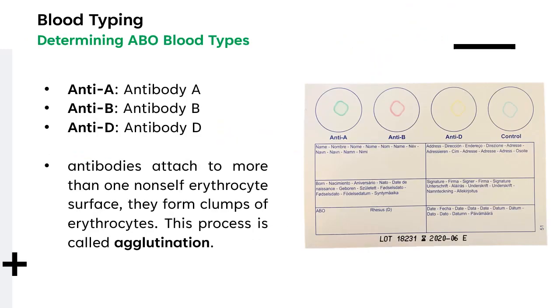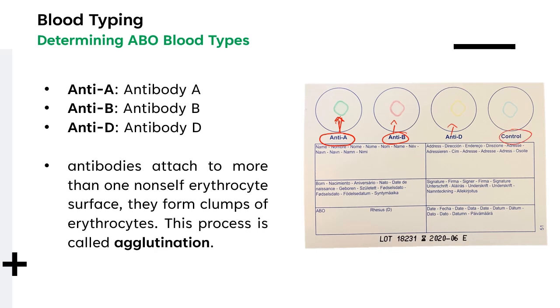The way we test your blood is with an Eldon card. An Eldon card is this that we have here. As you can see, this Eldon card has 1, 2, 3, and 4 circles. Each circle will have antibodies inside. For example, this circle has antibodies against antigens A. This one has antibodies against antigens B. This one has antibodies against antigens D, or Rh. And this is just a control.